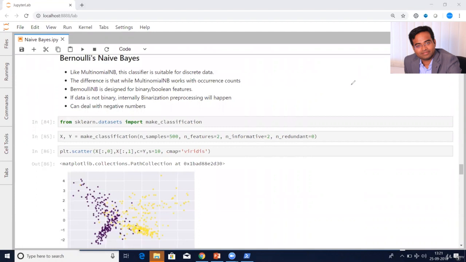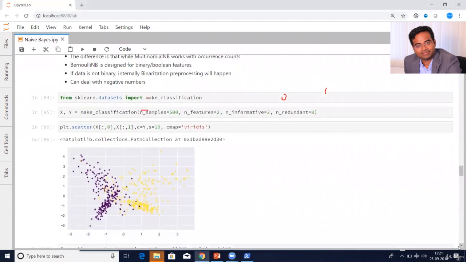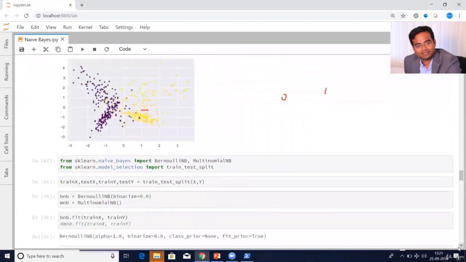Okay, by default, we'll see that in this example. It can deal with negative numbers because whatever number it is, it can convert it into a scale of 0 or 1 based on whatever you decide as the middle value. We are generating some data over here, and as you can see, the data generated is in the range of -3 to +4 along all the directions. Okay, and we are plotting it over here.